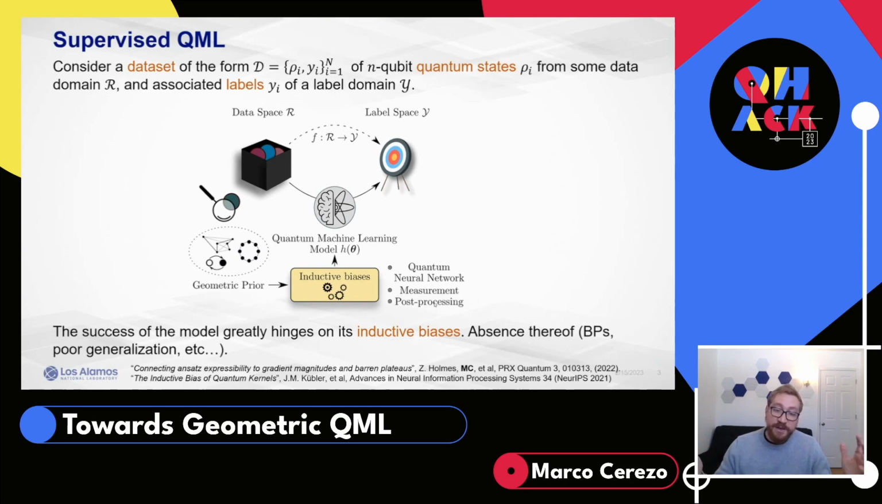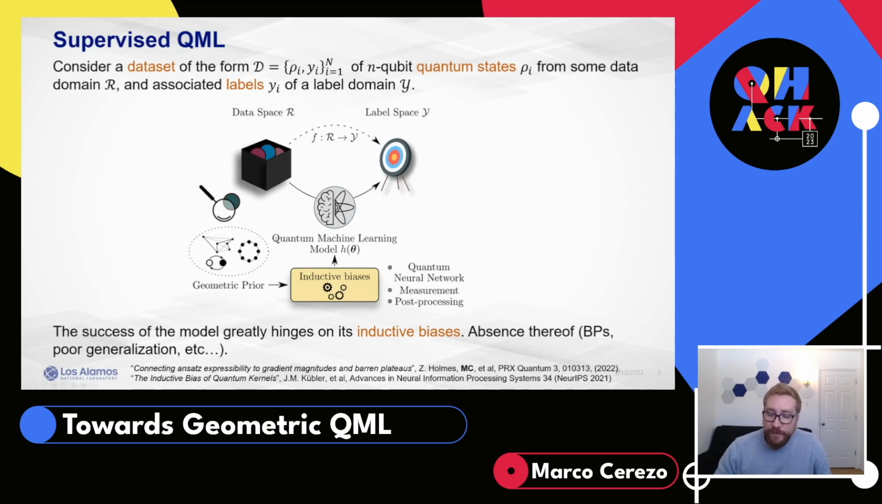And what's very interesting is that there's been a lot of work trying to show that if you have a quantum machine learning model that doesn't have any inductive bias, that means that it's very general, then it might have poor performance. It might have barren plateaus. It might have poor generalization. So the whole point is that these inductive biases, or the choices that go into your model, are extremely important, right?